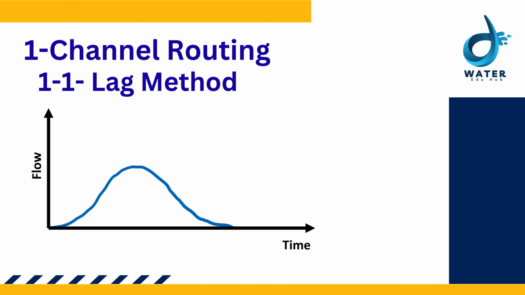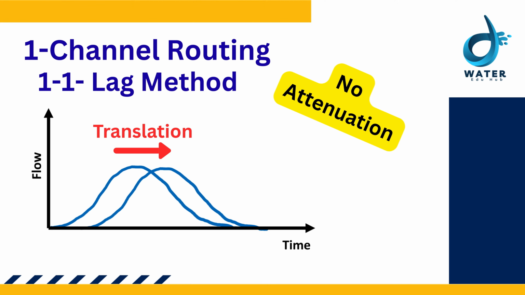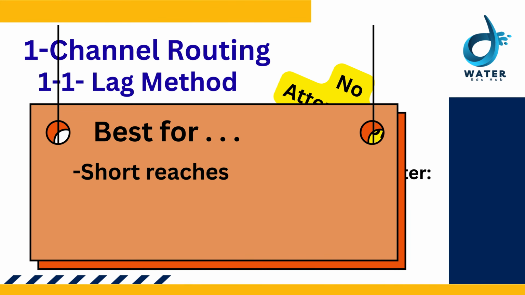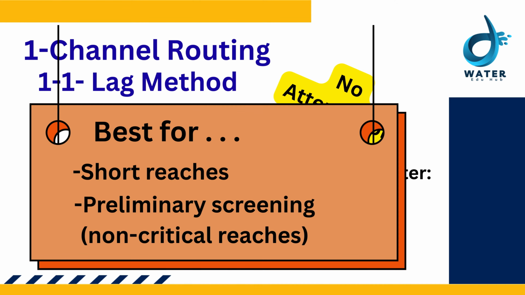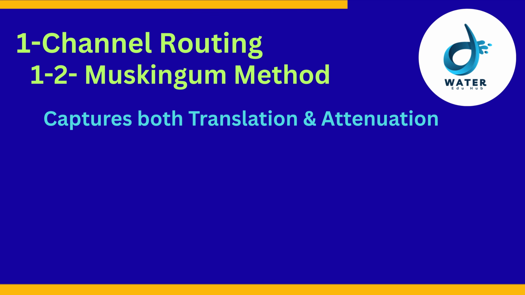This simplistic method only shifts or translates the inflow to outflow without any attenuation. The only required parameter is the time lag. This is best for short reaches with predictable travel time or preliminary screening of non-critical reaches. The next one is Muskingum method. This method can capture both translation and attenuation well after calibration.